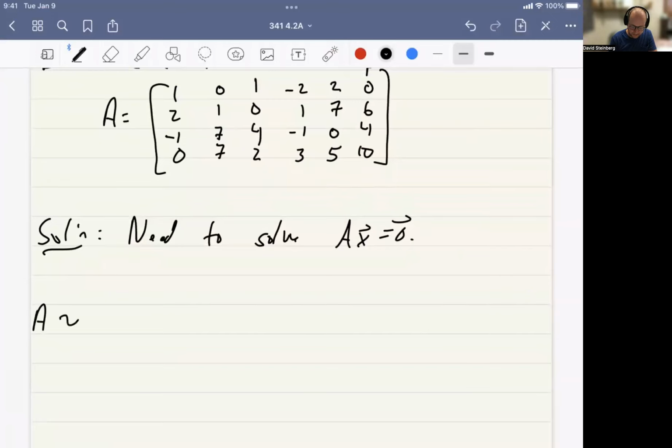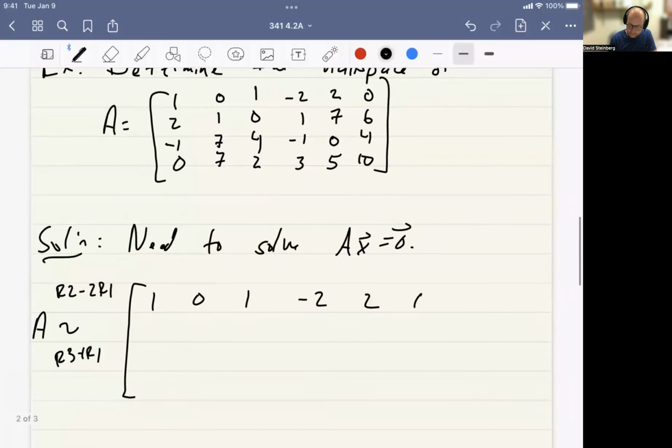So A is equivalent to, what do we want to do here? Maybe the obvious thing: R2 minus 2 R1, and R3 plus R1. Our first row hasn't changed. Second row, 0, 1, negative 2, 5, 3, 6. Our third row, 0, 7, 5, negative 3, 2, 4. And our fourth row hasn't changed at all either.